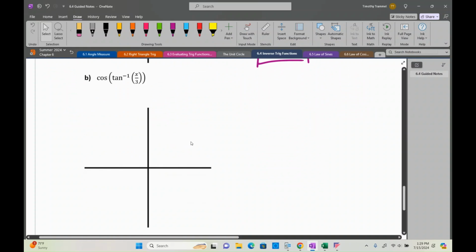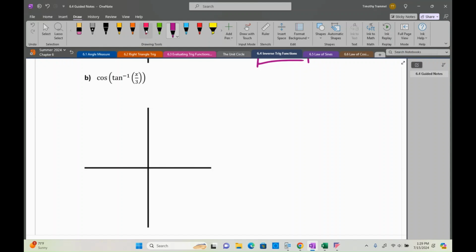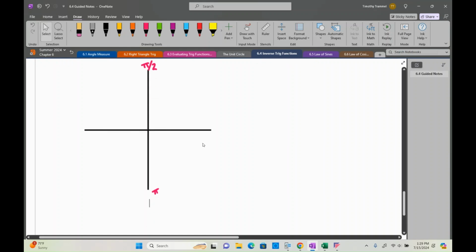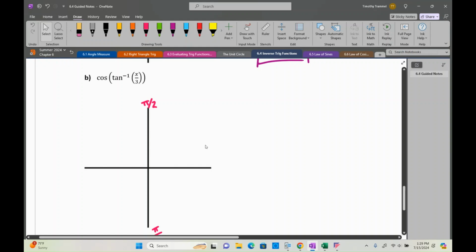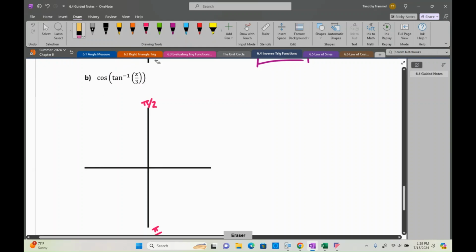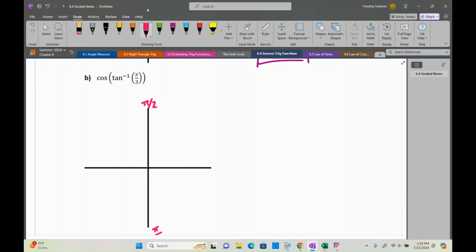So again, we have tangent inverse, which means that we're going to end up with an angle between minus pi over 2 and pi over 2. Now, if we were to think about what we're going to do here next, we can figure out what quadrant we're going to be in. We should already know which one, but I want to cover it again on this one.